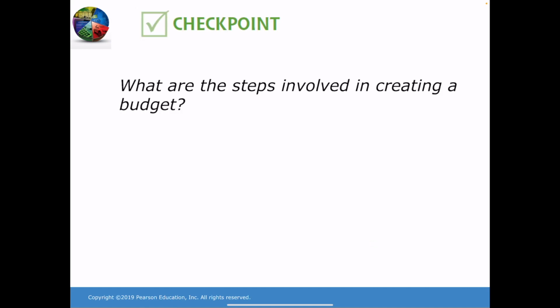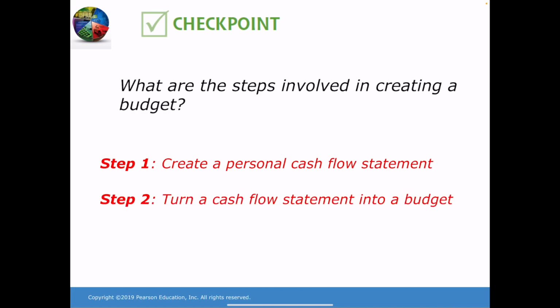A checkpoint, what are the steps involved in creating a budget? 1, you need to create your personal cash flow statement showing a couple of months where your money's going and where your money's coming from. 2, you're going to turn your cash flow statement into a budget. And 3, you're going to work with and improve your budget.